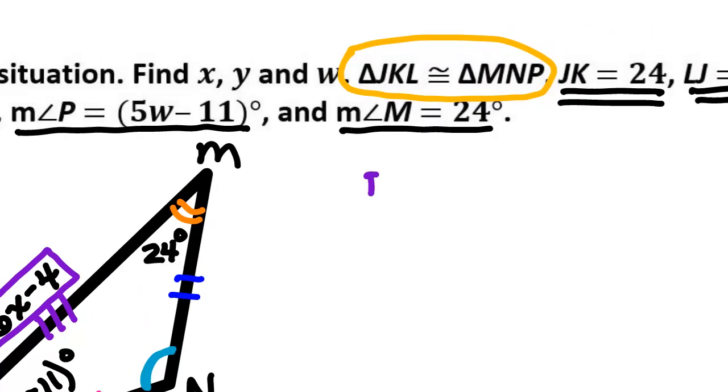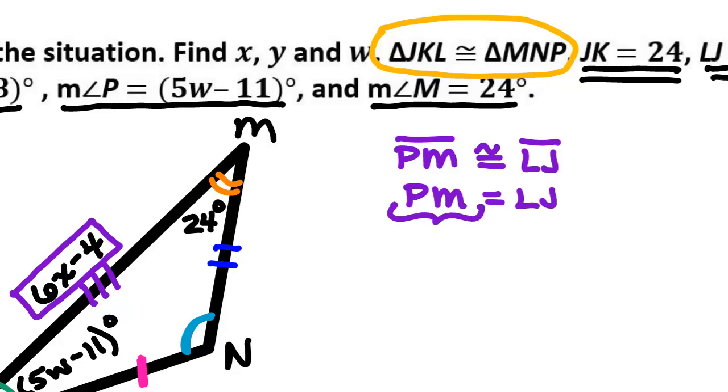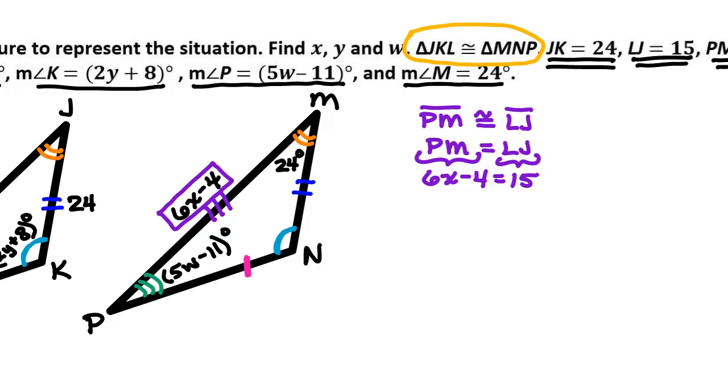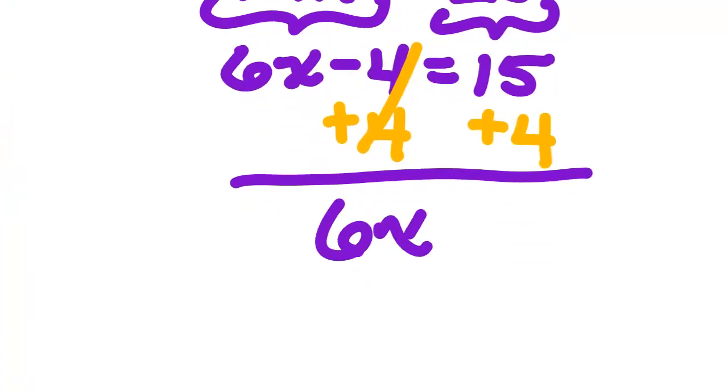Well, segment MP or PM, it doesn't matter which order you put that in when you're writing the segment name, is congruent to what? JL. Because the segments are congruent, that means their lengths are equal. We said that segment PM was how big? 6x minus 4. How big is segment LJ? 15. Can I solve this with the way it's been written now? Yes. We're going to add 4 to both sides. So I would get 6x equals what? 19. Then I need to divide both sides by 6.